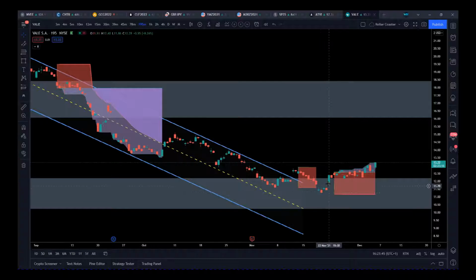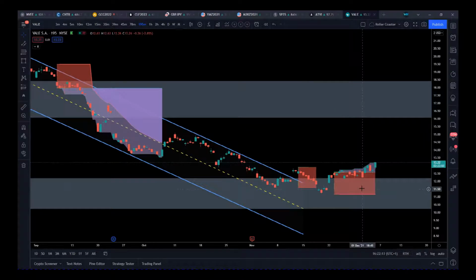We moved back up again, and we printed another roller coaster signal. Then we're in this trade right now, and this is where we are today, live, 13.23. The entry was at 12.58. So it's not a bad start to this. We've breached this previous pivot here. Our next real resistance is $16. So we've got a great risk to reward with this first trade.